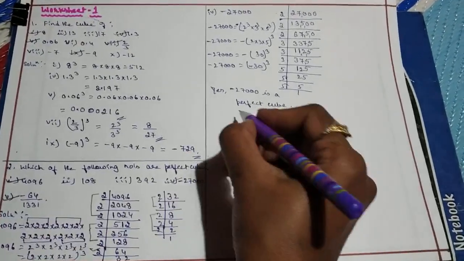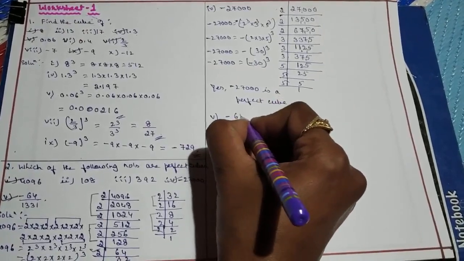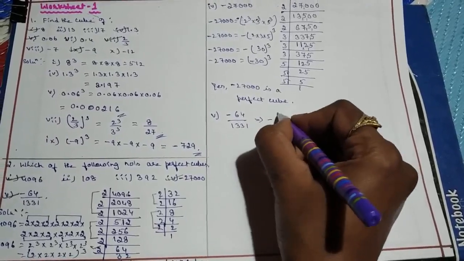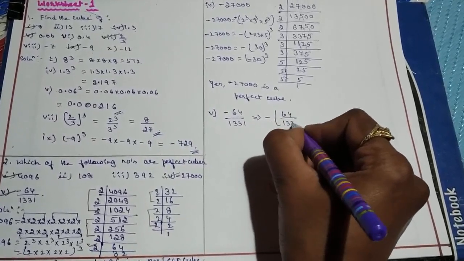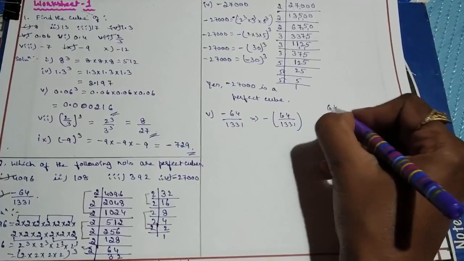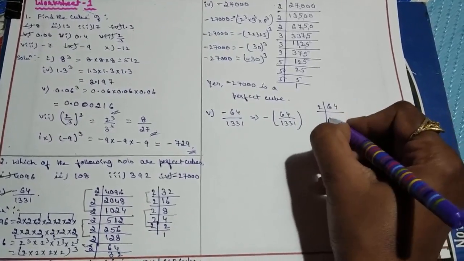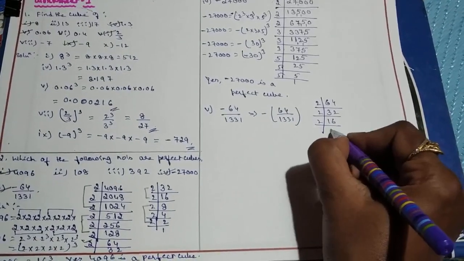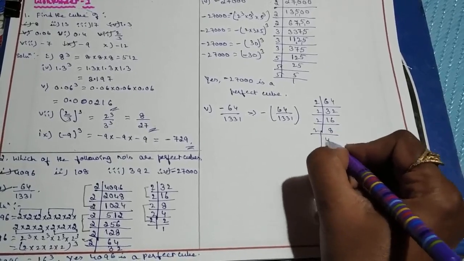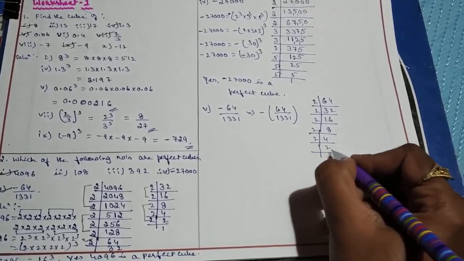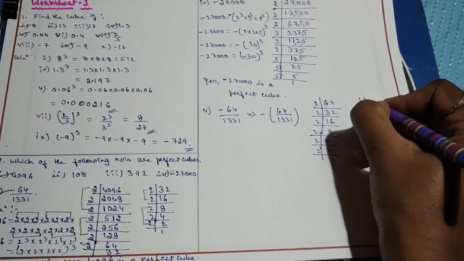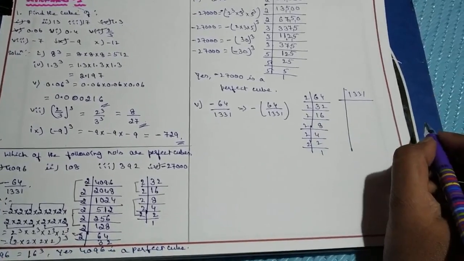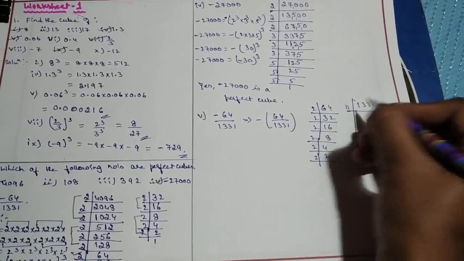The next question asked is the fifth one, that is minus 64 divided by 1331. So minus 64 by 1331. Then find the 64 factors. Even number, so I'll go with the 2 table: 2 3s are 6, 2 2s are 4, 2 1s are 2, 2 6s are 12, 2 8s are 16, 2 4s are 8, 2 2s are 4, 2 1s are 2. Next, 1331 doesn't have a factor 2, 3, 5 or 7. So the next prime number is 11. So I'll go with the 11.